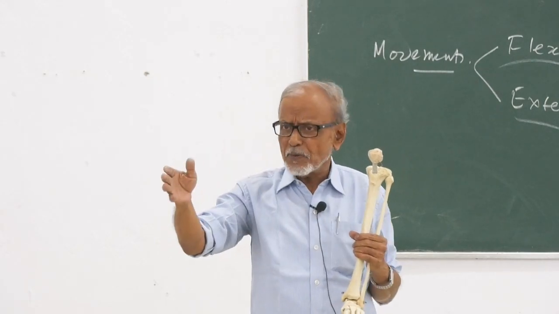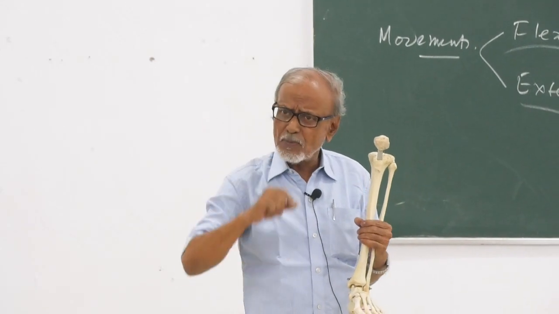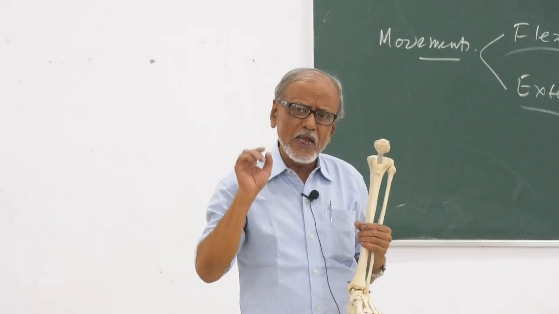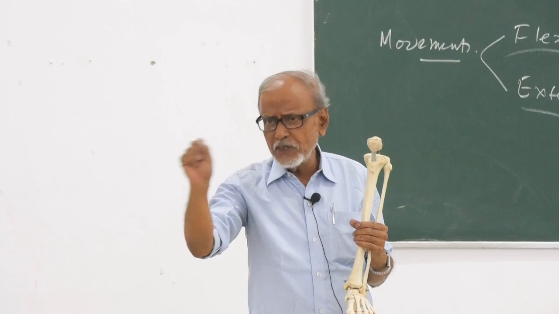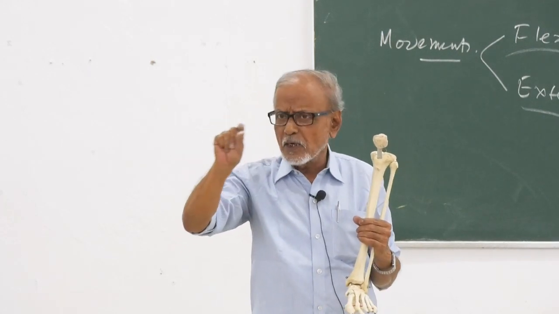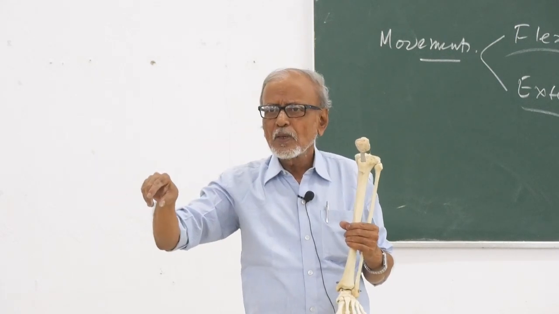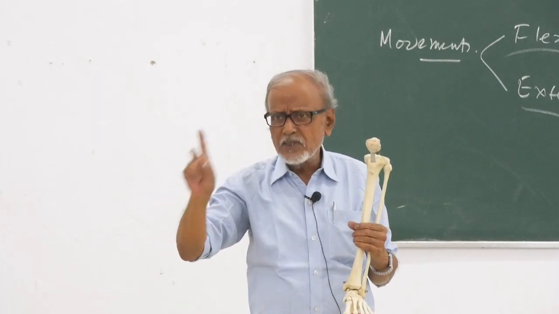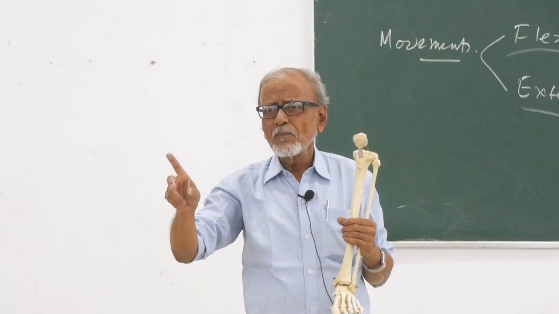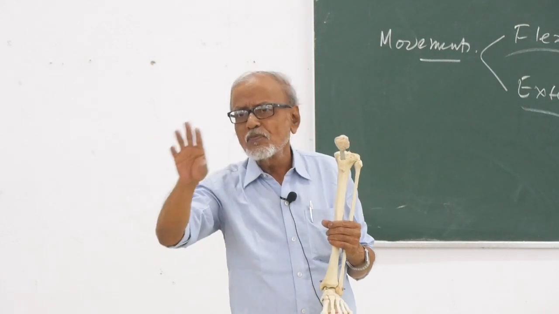In the anterior compartment of the leg, the muscles that you see are extensors of the ankle. If you write in your answer script that the muscles in the anterior compartment of the leg are extensors of the ankle, they will not accept it. But what should be written? These muscles and their tendons are dorsiflexors.